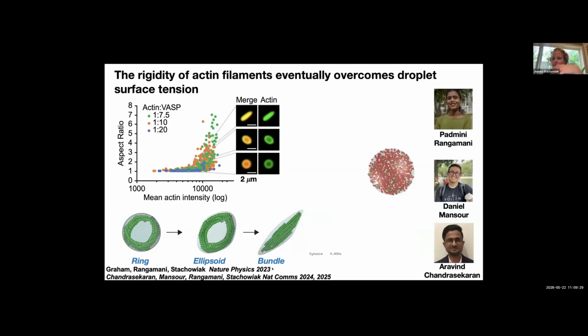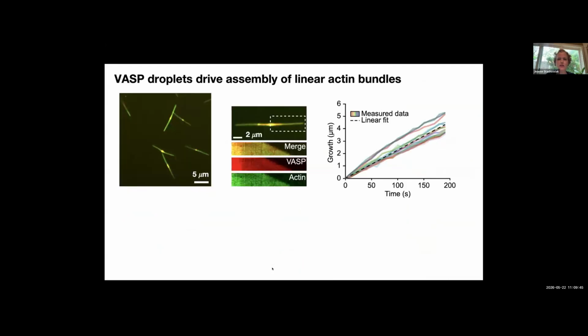And Padmini and her team, Danny and Aravind, they made a really nice simulation that kind of helps you see the competition between the surface tension of the condensate and the rigidity of the filaments, where at first you get a ring and then eventually you get a rod. So we had a lot of fun studying these structures. One of the first things we did was just watch them grow, which is fun to do. So on the cover slip, these rod-like structures grow pretty much linearly and at a rate that's about what you would expect for polymerization of actin catalyzed by VASP.